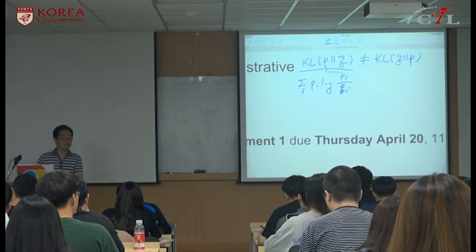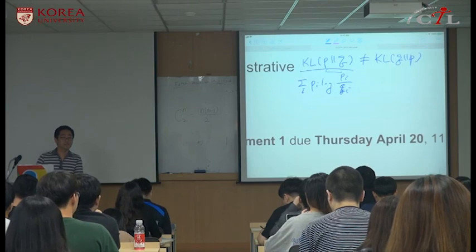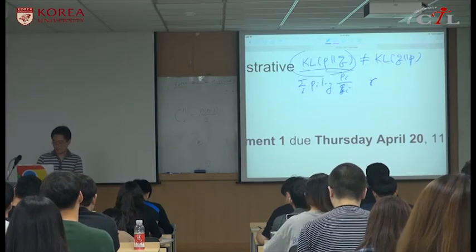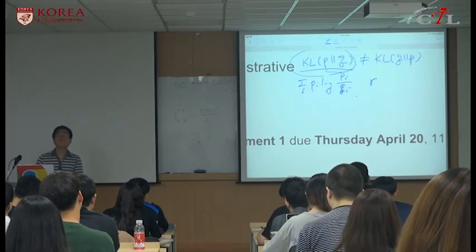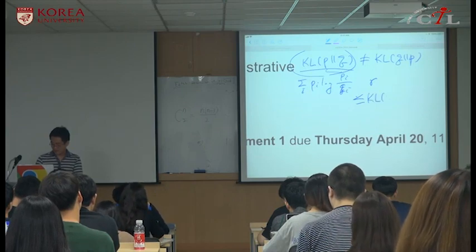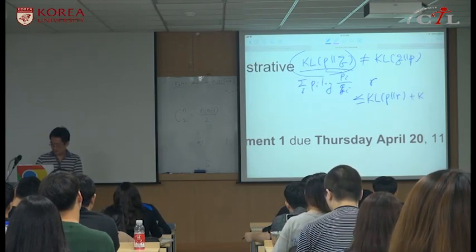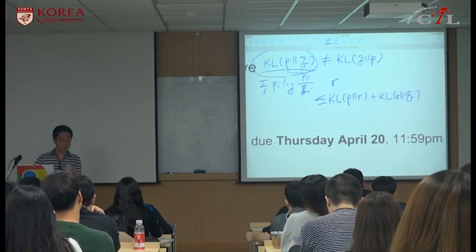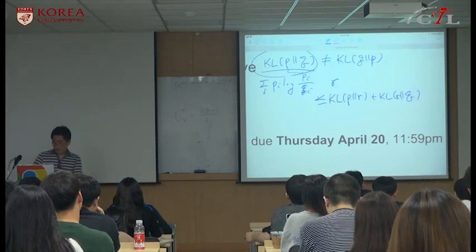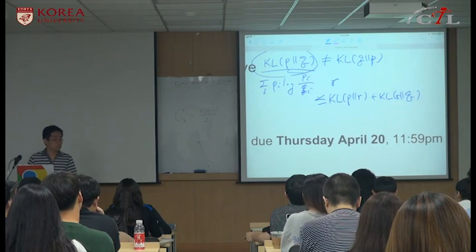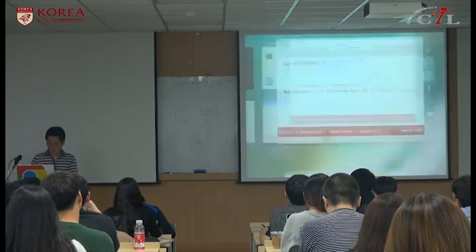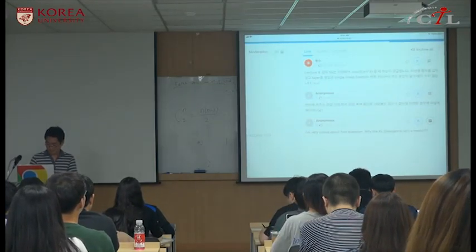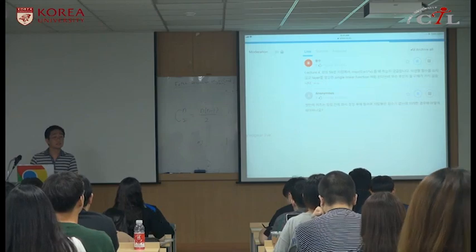So what is the triangle inequality? We consider a third distribution, R, for example. Then the KL divergence should be something like this, right? This is not always true in the case of KL divergence, and that way it is not a metric. Any questions? Okay.